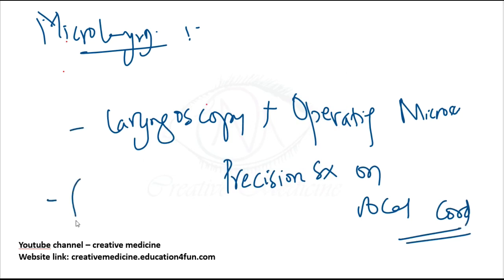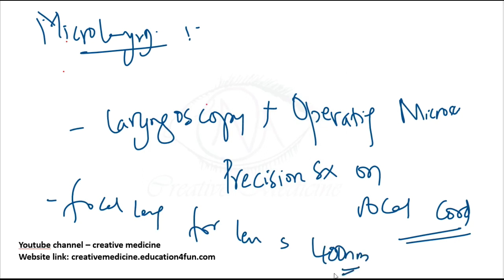It is also done with a focal length of 400 nanometers for the microscope. Sorry. Why is microlaryngoscopy done? It is a combination of laryngoscope and operating microscope. It is mainly done for precision surgery. The focal length of the lens used in microlaryngoscopy is 400 nanometers. Thank you.